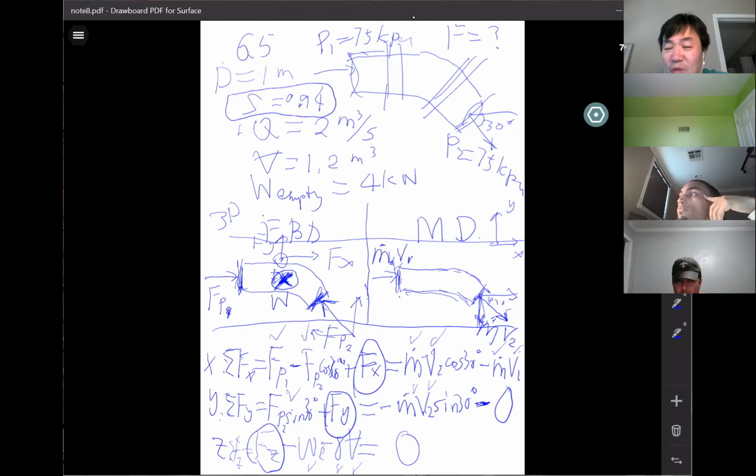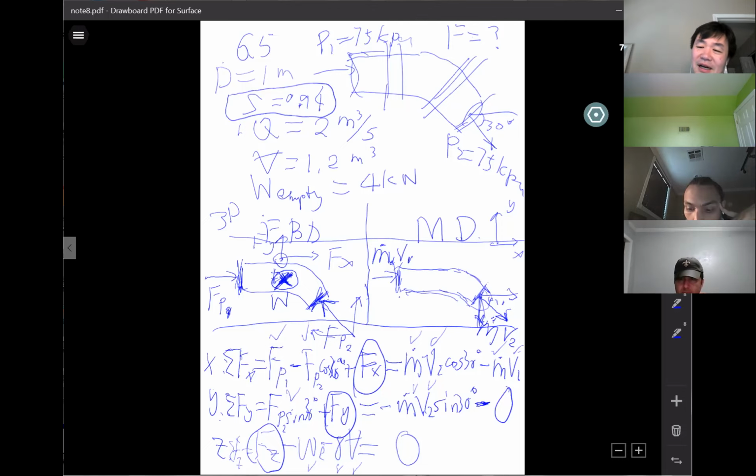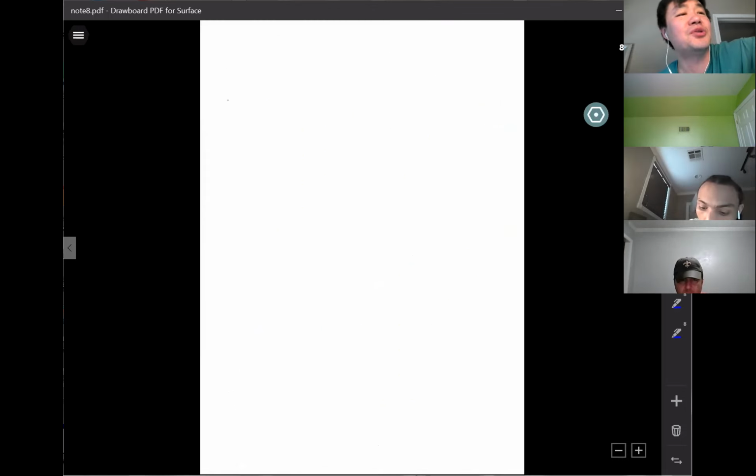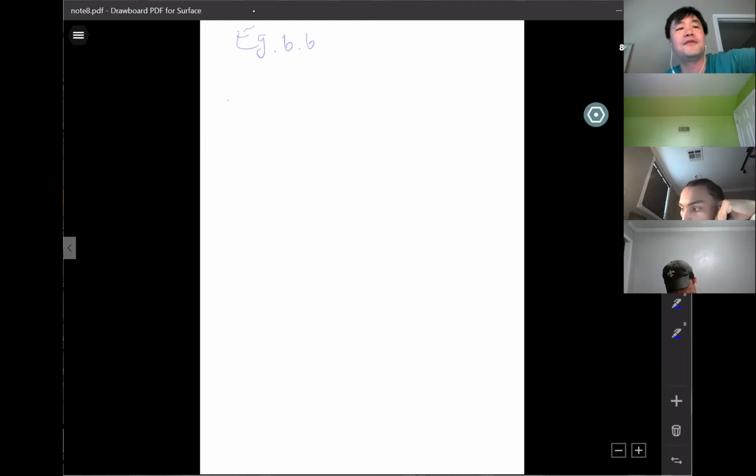A more complicated problem could be one where at the outlet the velocity is not uniform. If the velocity is not uniform, you can't use the same shortcut. I don't have time for the example, but I'll tell you which one to look at: example 6.6, read it yourself. But let me tell you what you should do differently. Everything else is the same, the equation is the same.